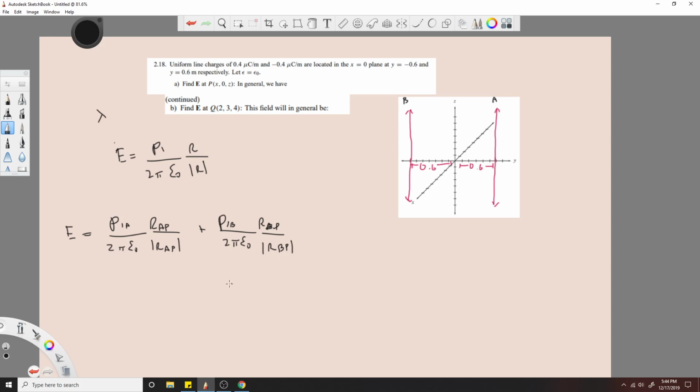So now we know what 2 pi epsilon naught is, because epsilon's just epsilon naught. I already wrote that in by accident. But we don't know what these vectors are. Well, we kind of do. I'm just going to plug them in. So we just need to find the vectors, and then our problem will be done. The first thing we can do is simplify the problem: rho LB is equal to negative rho LA. You can see that, right? Because B is just negative 0.6 and A is 0.6. So we can do something like this.